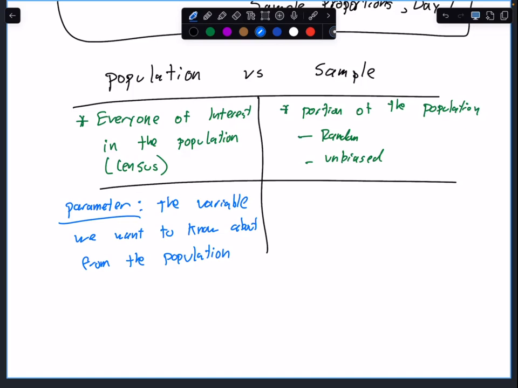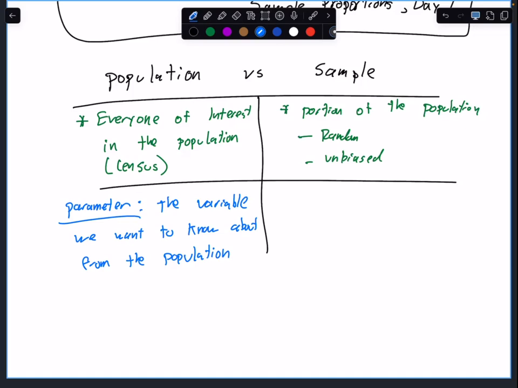So in the Do Now that we've been doing, the population are those migrants, the migrants in the caravan coming from Central America. That's the population. Who is everybody? Everybody is all those migrants, every single one of them. We can't talk to, we can't interview, we can't see every single one.